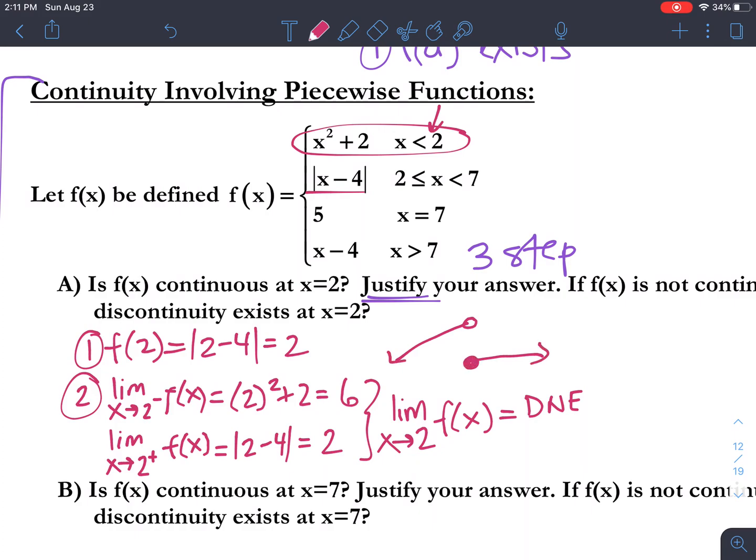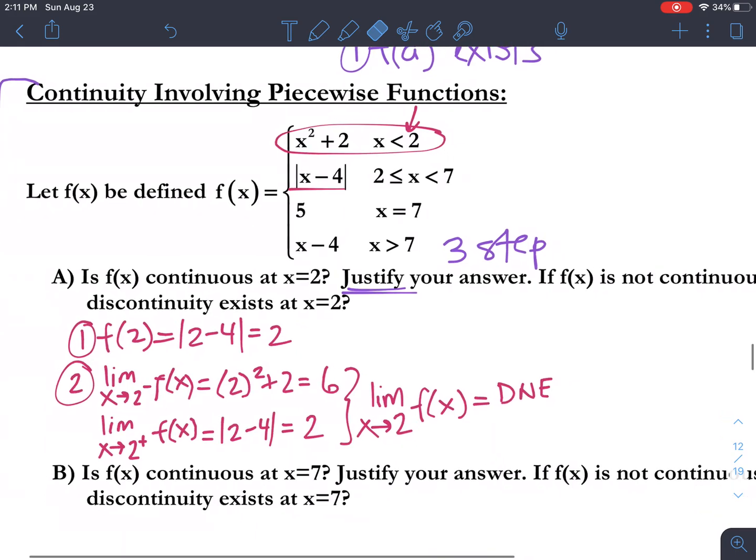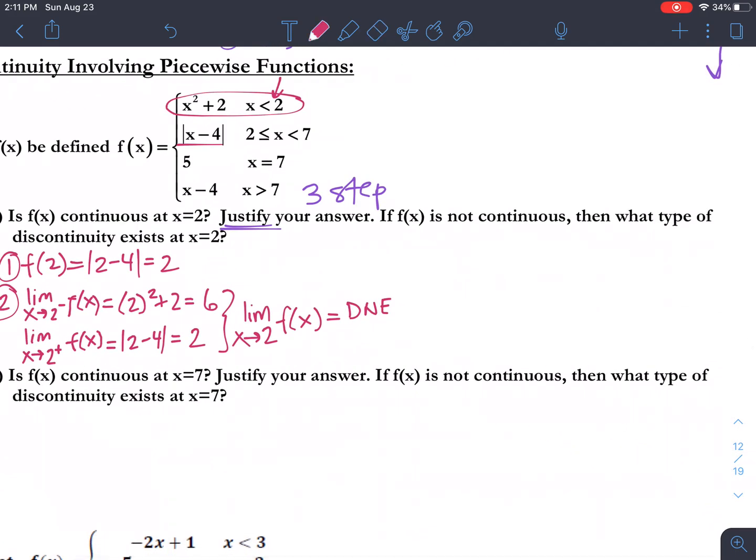Okay? I want you to think what type of discontinuity this is. All right? Hopefully you're thinking jump, right? Because the limit didn't exist, left and right were different, and we had a function value. So just to finish up here, we're going to say that f of x is not continuous since the limit as x approaches 2 of f of x does not exist.